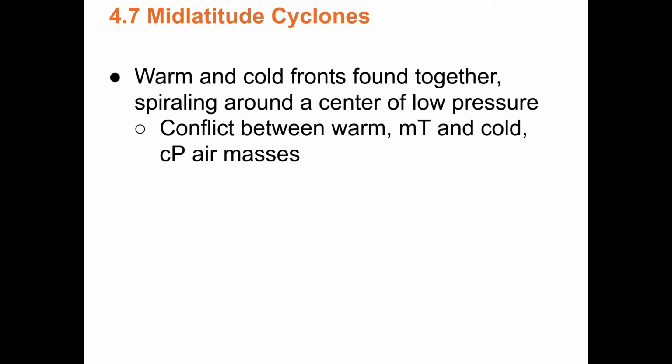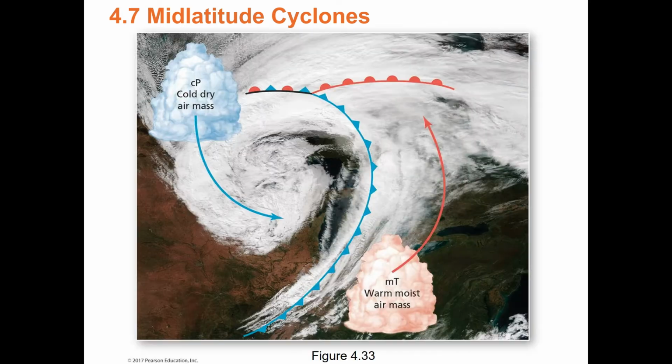And they're caused by the conflict between the warm maritime tropical air mass and the cold continental polar air mass. So it's the conflict between the natures of these two different air masses. And once that conflict is resolved, the whole storm goes away.